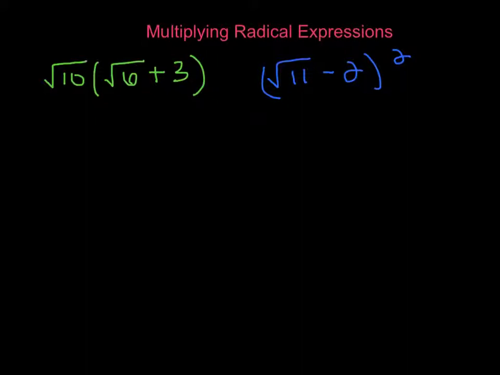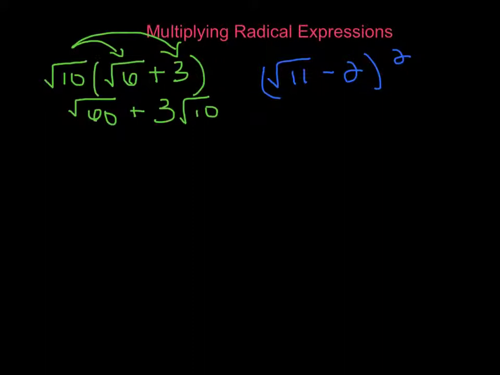You're going to see here a progression of a lot of the skills that you've learned so far. This first example looks a lot like distributive property because you need to take that square root of 10 and multiply it by everything on the inside. So when you take the square root of 10 times the square root of 6, that's the same thing as the square root of 60. And then you need to take the square root of 10 times 3, which is 3 times the square root of 10.